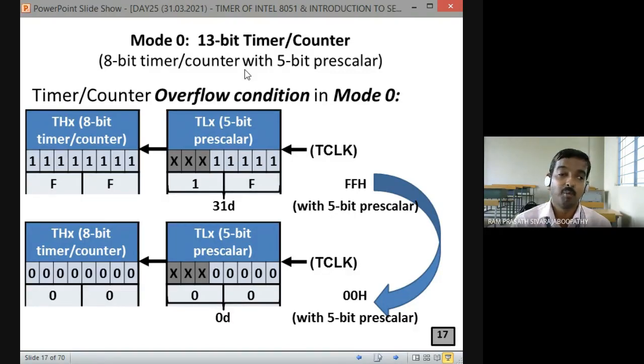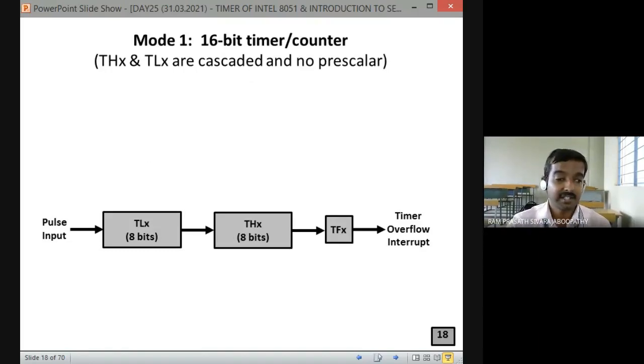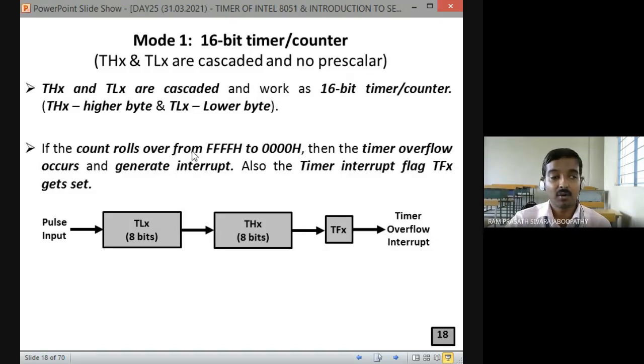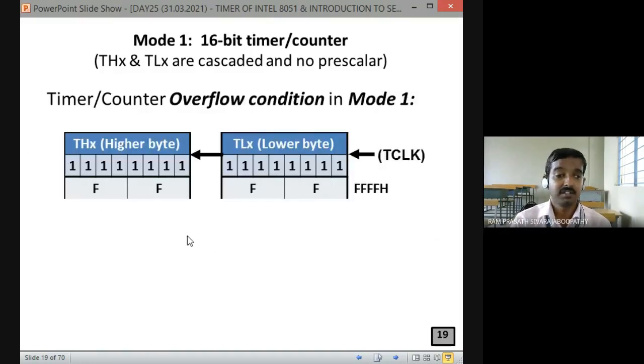Okay. Mode 1, it's very simple. TLX, THX. ரெண்டு combined ஆகி பாத்தீங்கன்னா it is going to function as a 16-bit register. நல்லா கவனிக்கணும். When this value changes from FF to 00, ஒரு pulse இங்க போகும். So THX bit increment ஆயிட்டே வரும். Fine. For every one pulse, here THX and TLX are cascaded and work as a 16-bit register. Fine. If the count rolls over from FFFFH to 0000H, here overflow occurs. That's all. So இங்க நமக்கு prescaling கிடையாது.